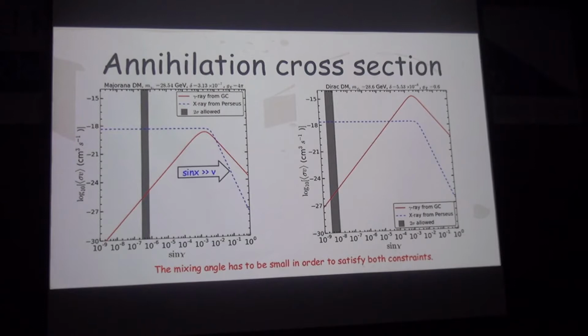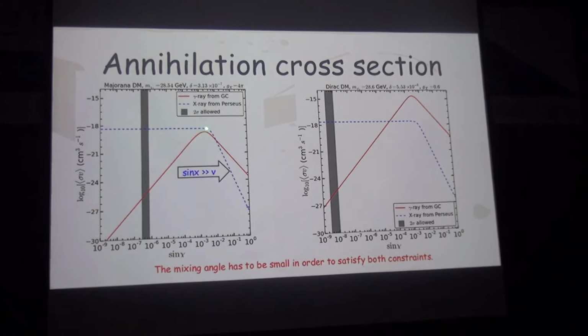So let me use the key schematic picture to show you this model behavior. This is the annihilation cross section. The x-axis is the mixing angle psi x. The y-axis is this annihilation cross section for different channels. The first one is gamma ray from the galaxy center. The second one is X-ray from the Perseus. And then you can see there's a turning point.